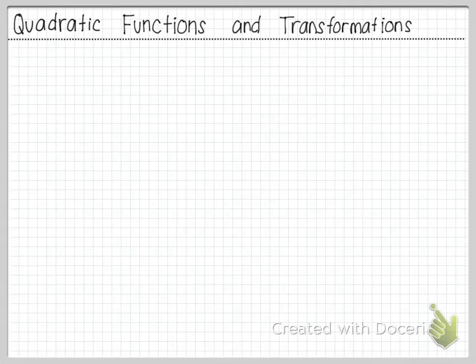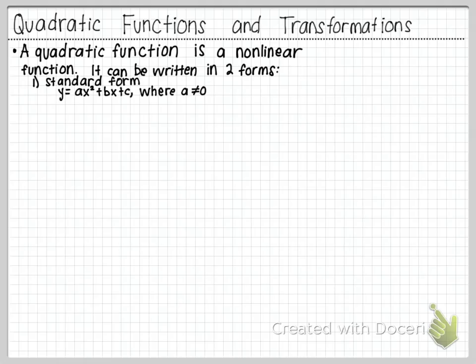Today we're going to talk about quadratic functions and transformations. So a quadratic function is a nonlinear function. It can be written in two forms. Standard form, which we're going to talk about at a different time, but I'm just introducing that now. So standard form is y equals ax squared plus bx plus c, where a cannot equal 0.